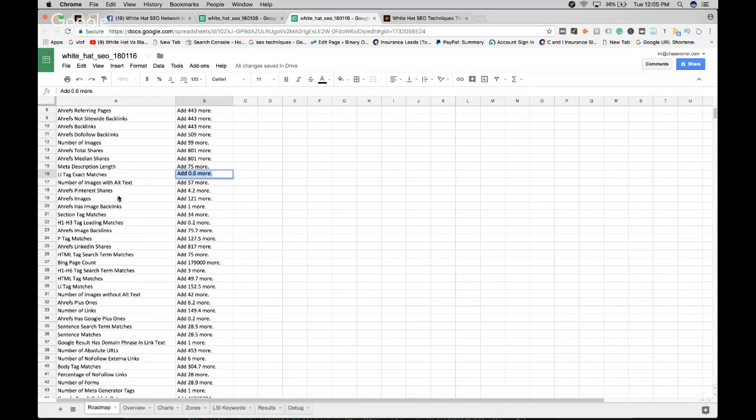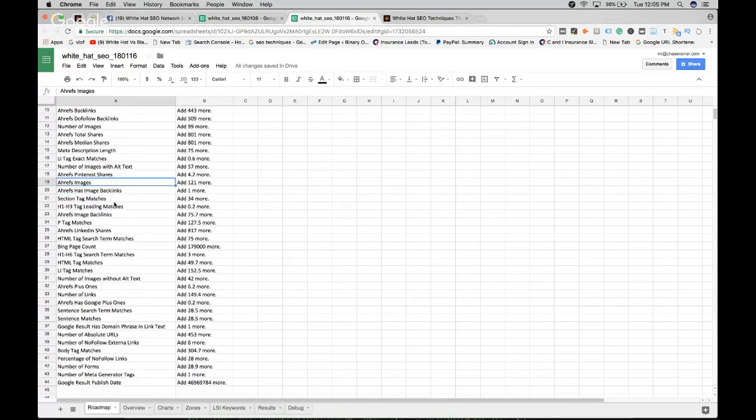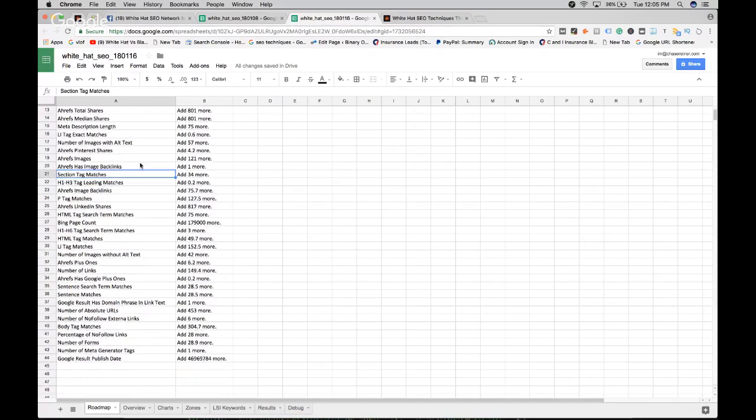It's at 0.6 now. Ahrefs images. That's kind of weird. What's that? So that's the same thing as number of images on page, but it's coming from the Ahrefs data set instead of the Cora measurement. Oh, gotcha. Okay, so this is all very similar stuff. LinkedIn share. Holy cow, 800.